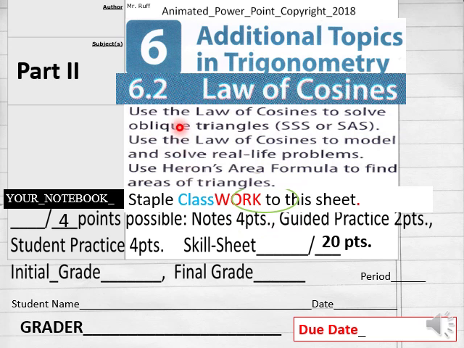And today, 6.2, part 2, Law of Cosines. You've got 4 points here that will go into your notebook, and then you've got 20 points here on our classwork.